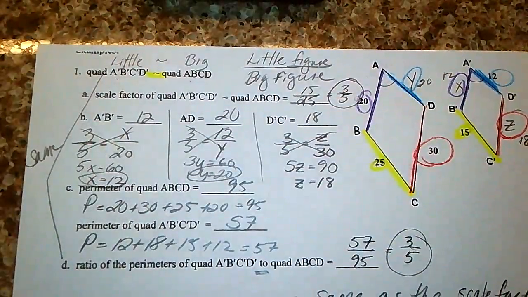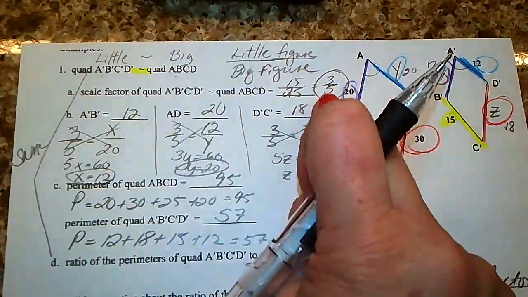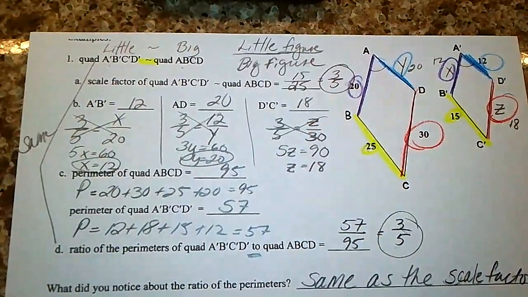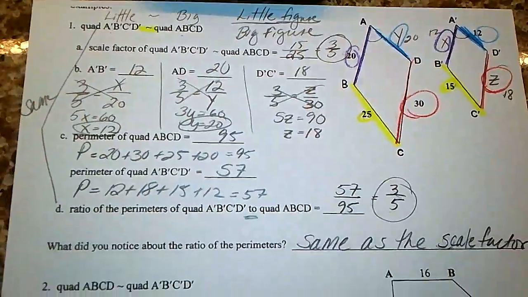And whenever I ask you that question in the future and I say, okay, what's the ratio of the perimeters, you know it is automatically going to be whatever the scale factor was. Okay, let's go to the next problem.